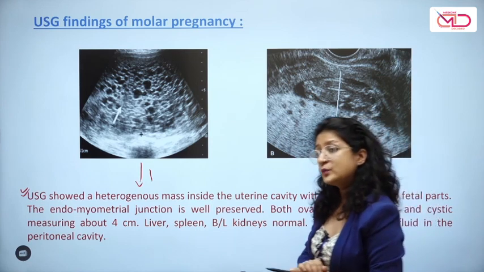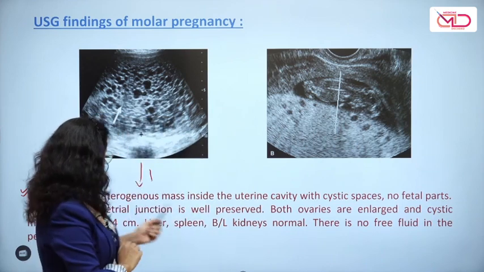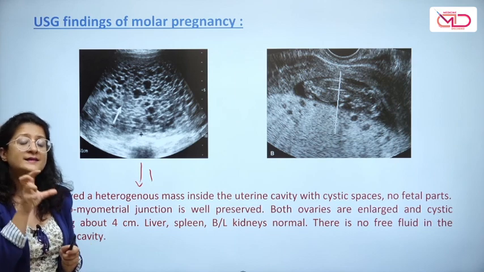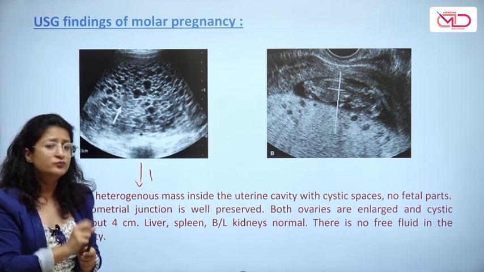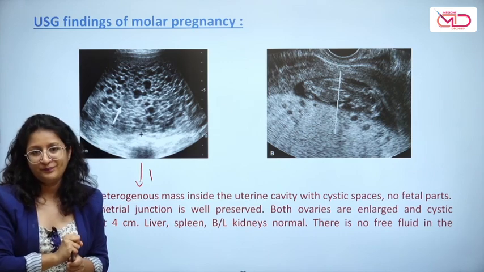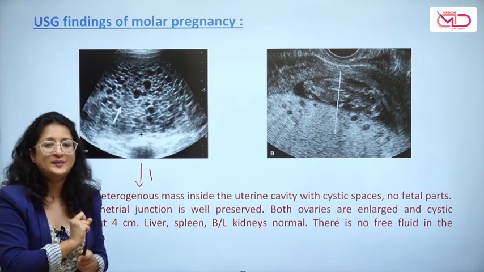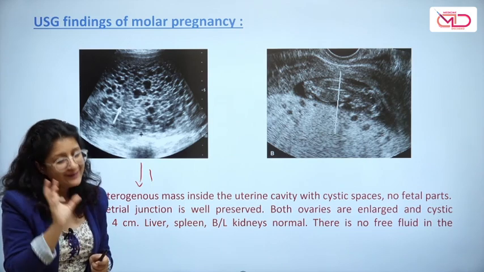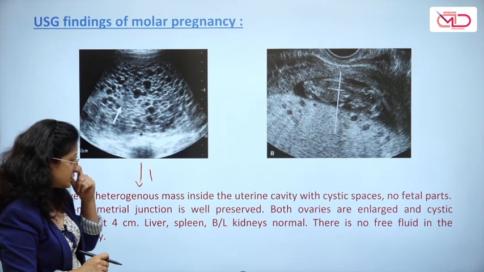That's an important point that the sonologist has given to me in the report, that the endomyometrial junction is well preserved. That means that this molar tissue is most likely not invading the myometrium. So this molar tissue is most likely not an invasive mole, but only a complete mole. So that is what I am getting by this ultrasound report.